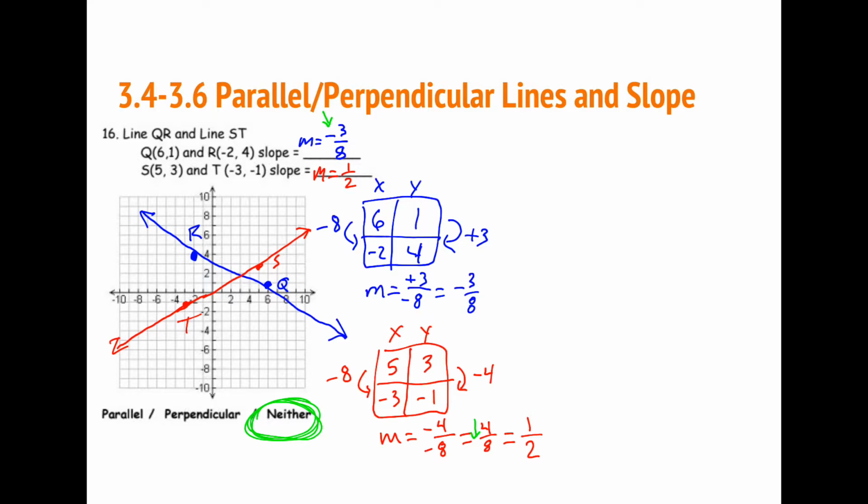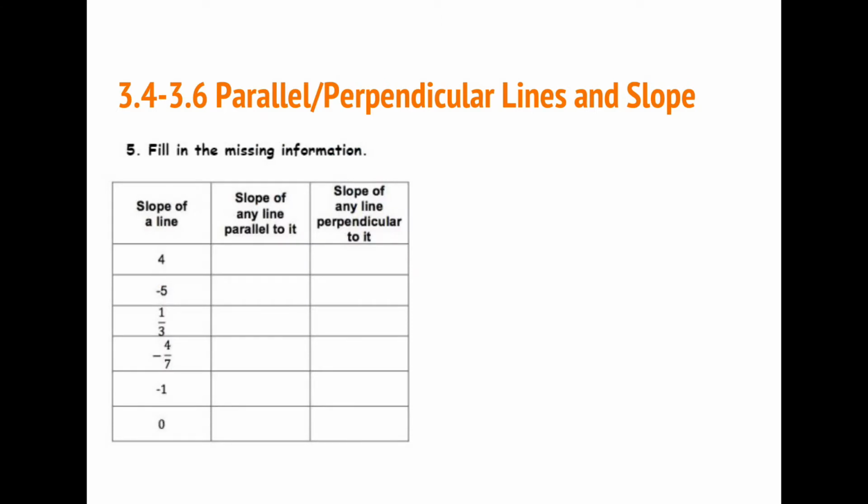And the very last thing on this page is question number 5. We want to fill in that missing information. So remember, a slope of any line parallel to it is going to be the same. So if my line has a slope of 4, then a parallel line will also have a slope of 4. That's going to be the same.